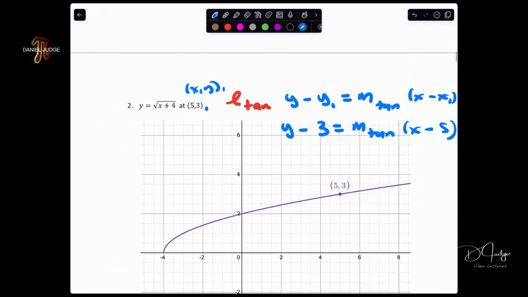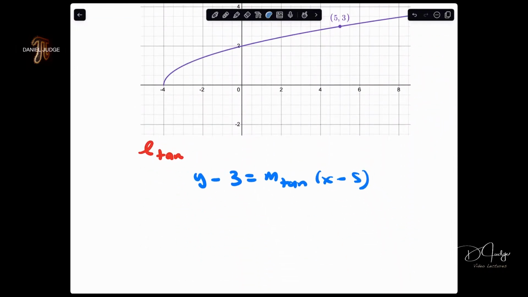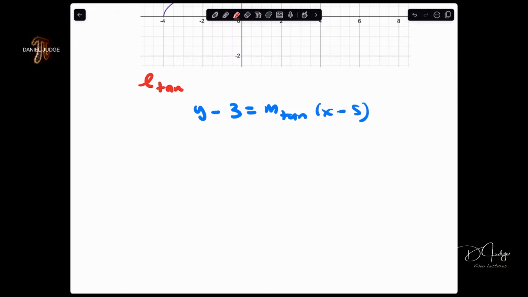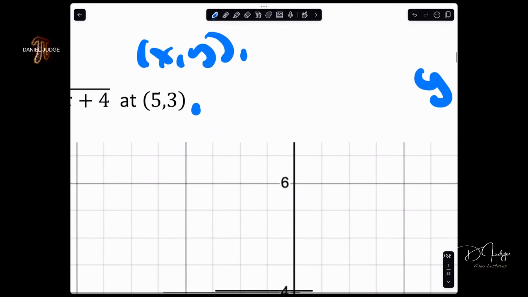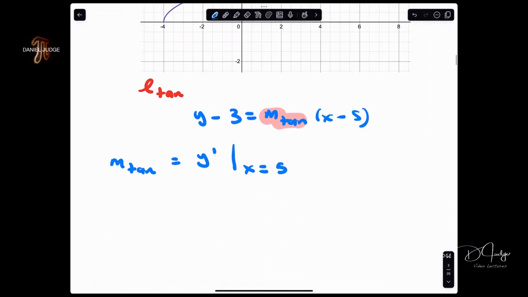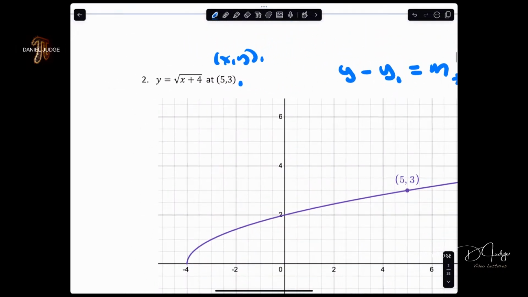So we're going to need to use this. We're going to bring this down here. Alrighty, let's bring that all down. So now, ladies and gentlemen, we need m tangent. And the definition of m tangent is the derivative of y evaluated at x equals 5, because that's the x coordinate. That's x1 here, so it's going to be 5. Now your function is what you see here. Y is the square root of x plus 4.